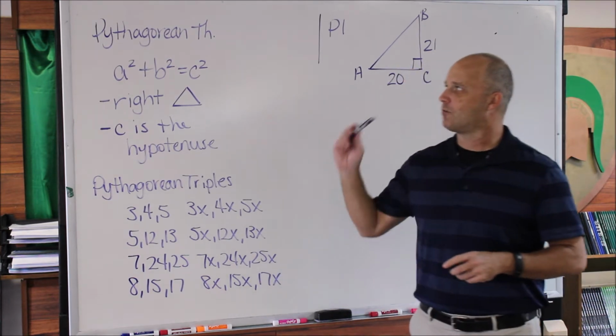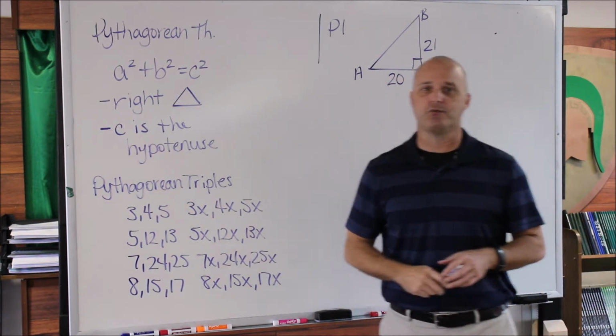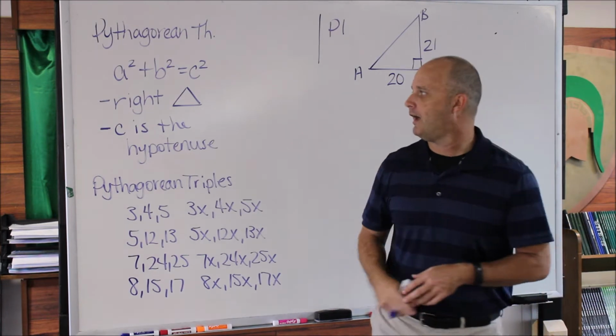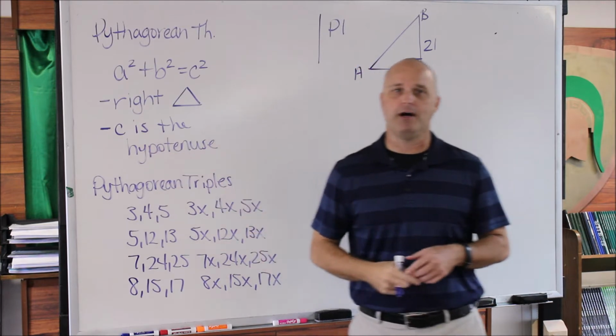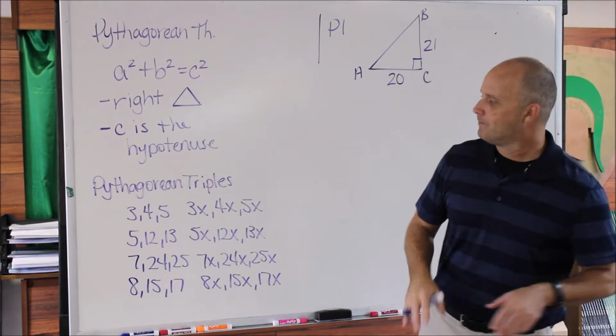But let's go ahead and start with the Pythagorean theorem. The Pythagorean theorem, remember, states that a squared plus b squared equals c squared. Now this is going to apply if we have a right triangle and if we call c the hypotenuse of the right triangle. So this will always work.